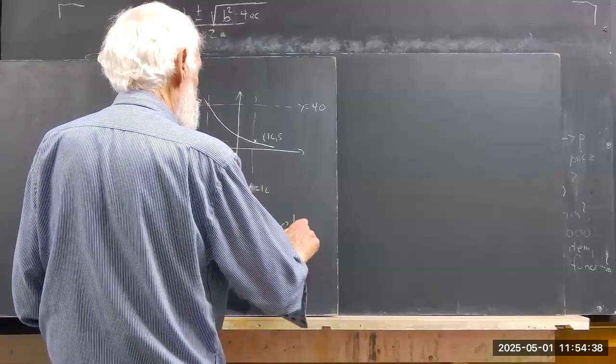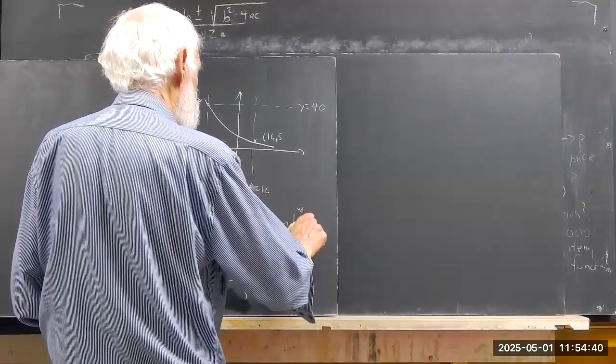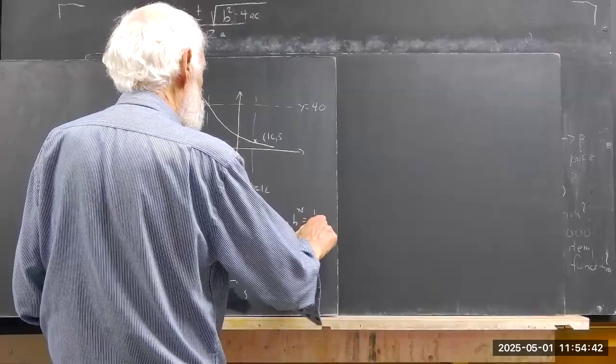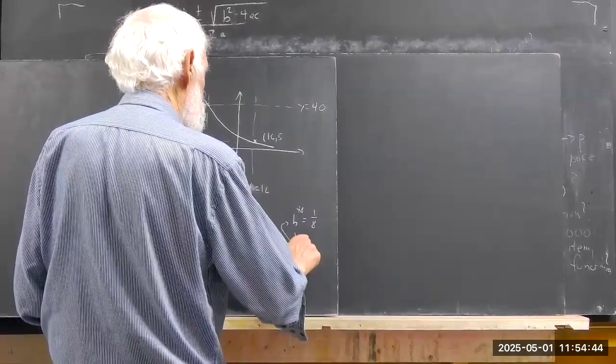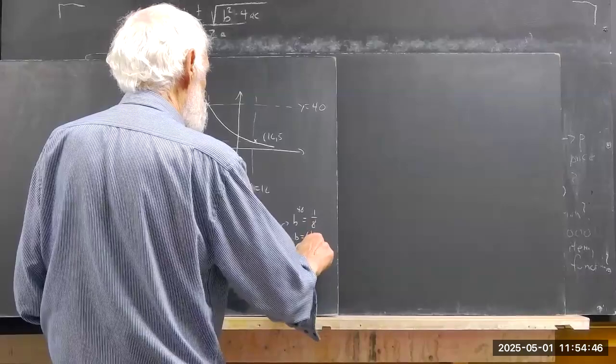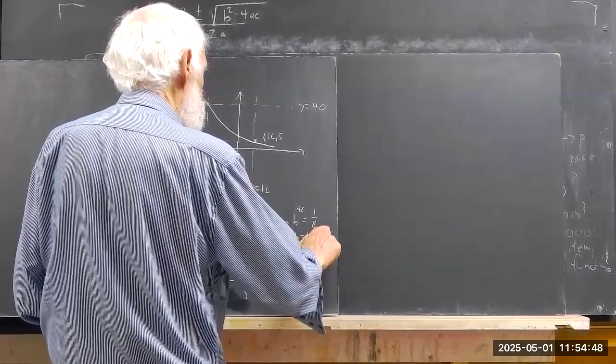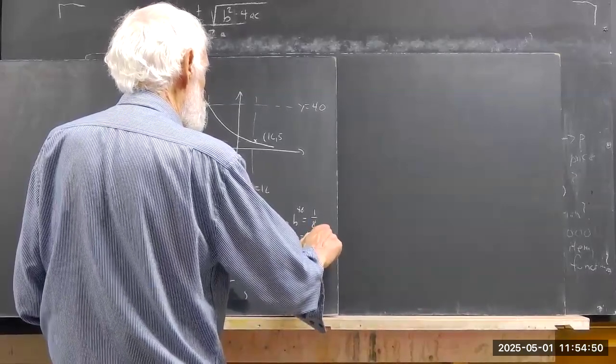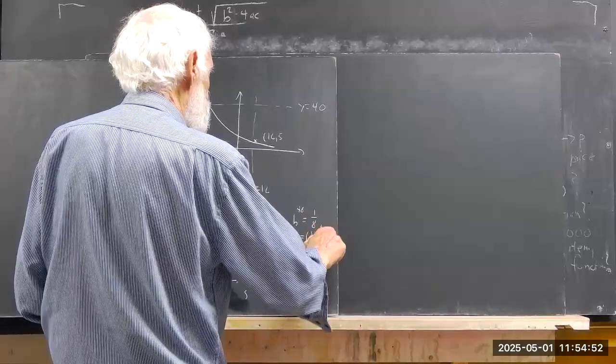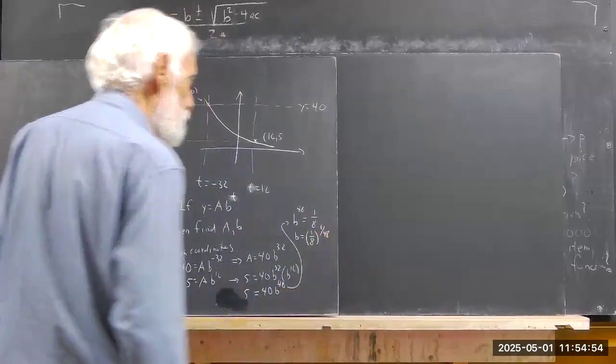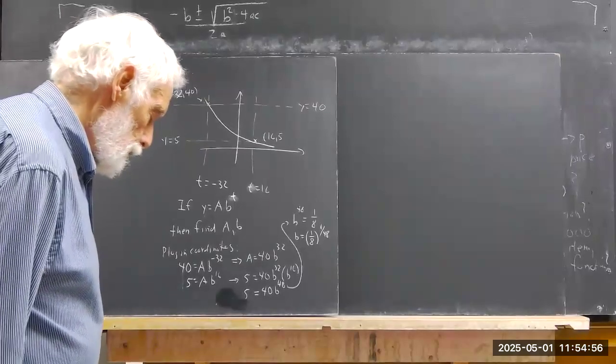This tells you that b to the 48th equals 1/8. So now you go to your calculator and do b equals 1/8 to the 1/48th power. Or if you wish, the 48th root.